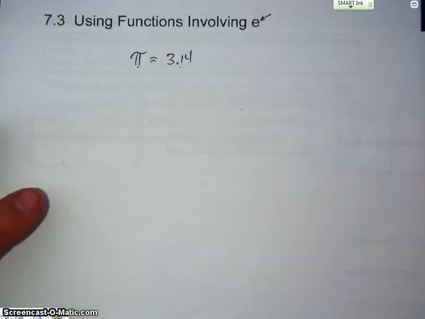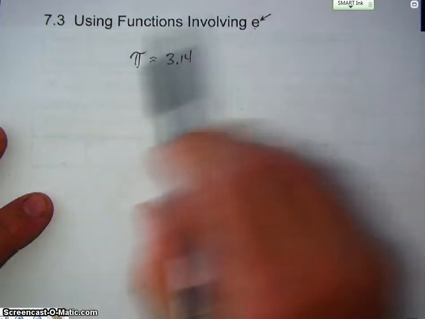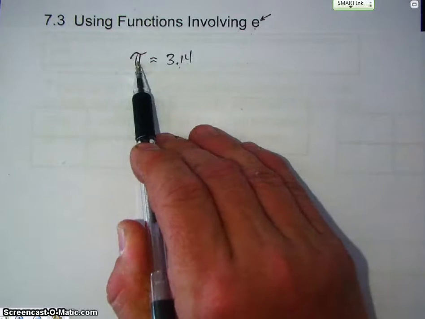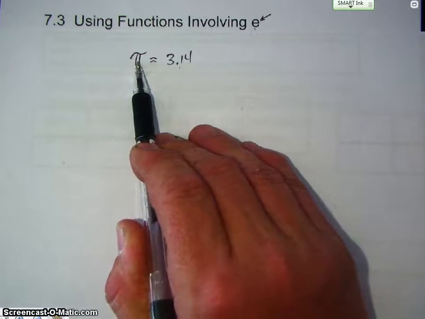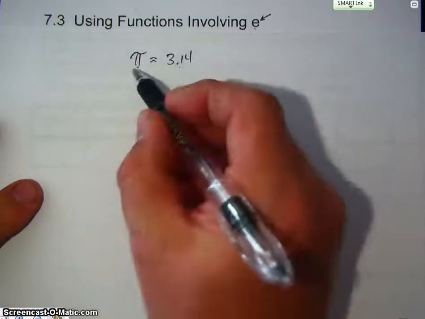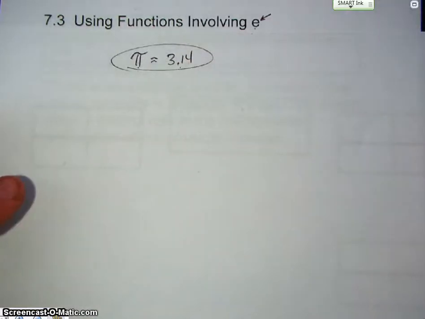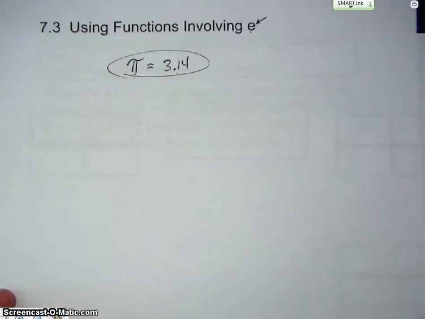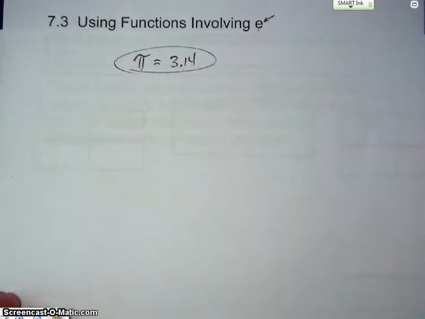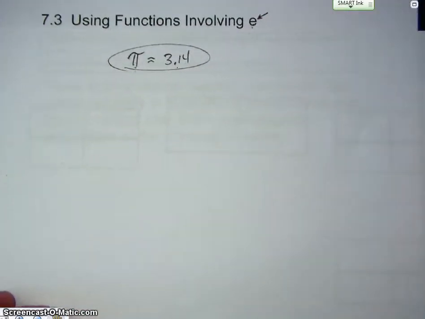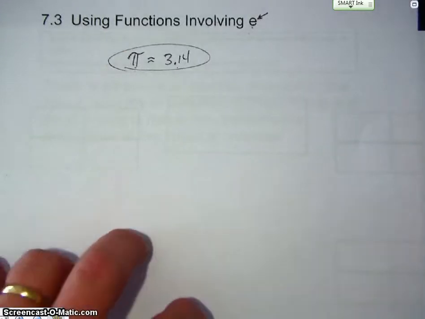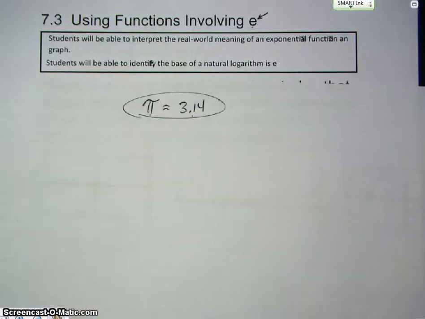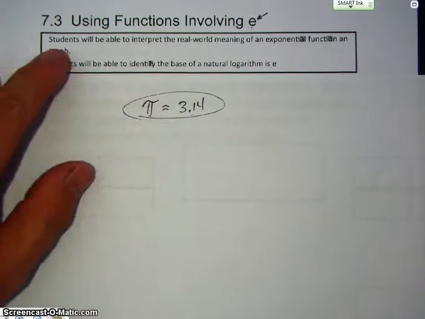So E is just like pi. Pi deals with circumference, it deals with circles. Anytime you're dealing with circles, pi always comes into the equation. But E comes into play when I start dealing with finances.